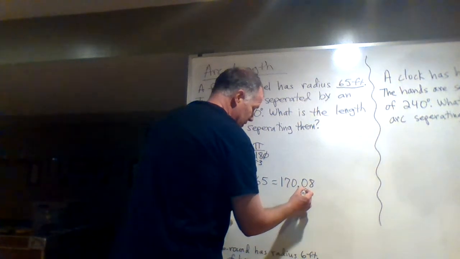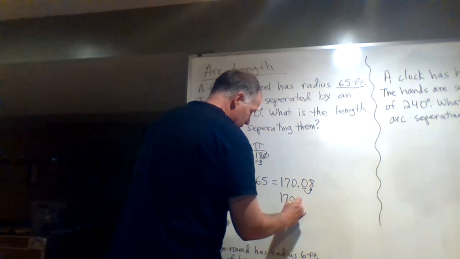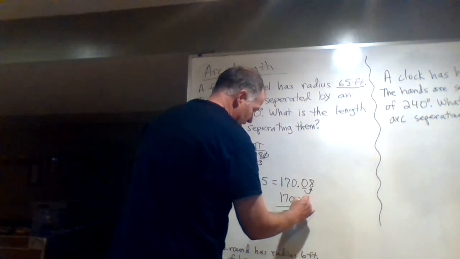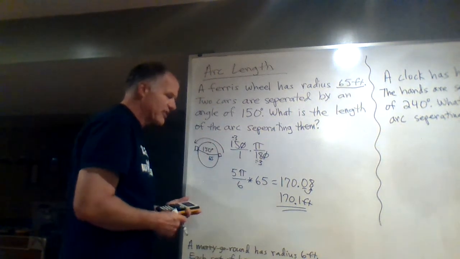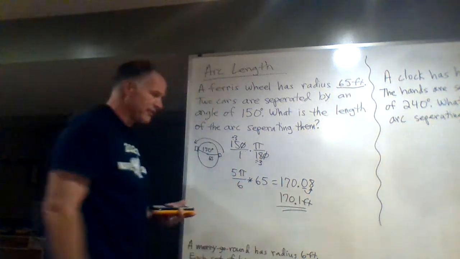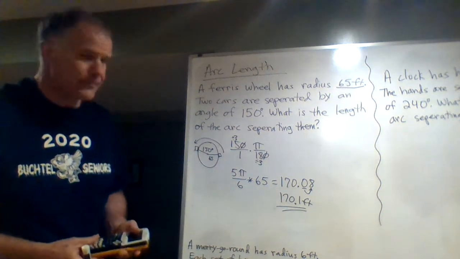Now guys, remember, you underline the 0 because that's followed by an 8, so that's going to round up to 0.1. And again, that was feet. So the distance between those two cars would be 170.1 feet. That's what we were able to find using that picture.